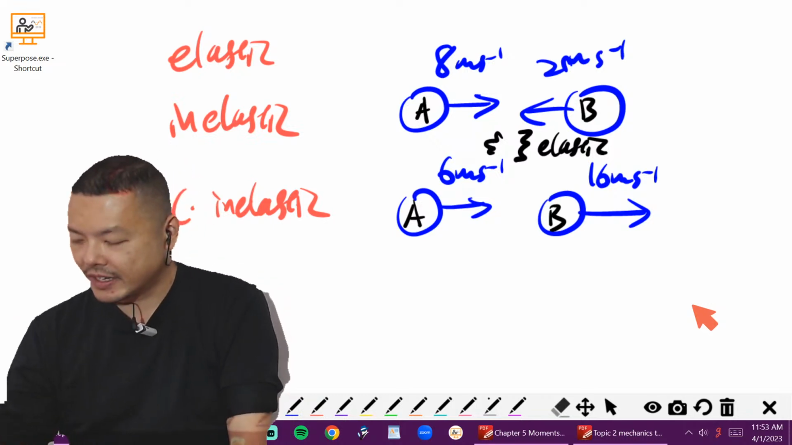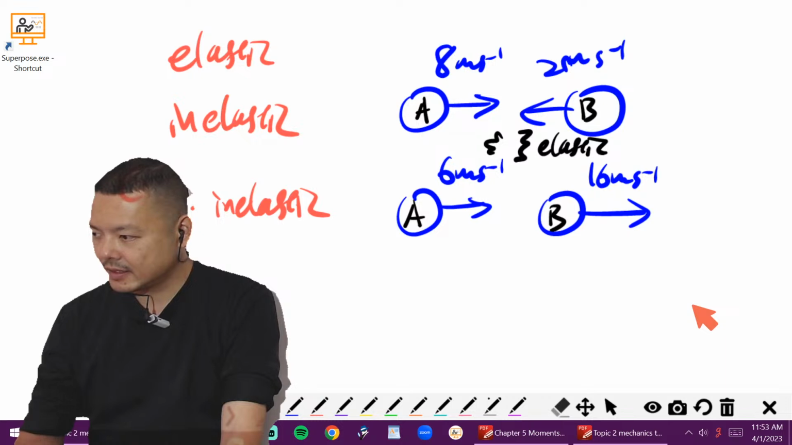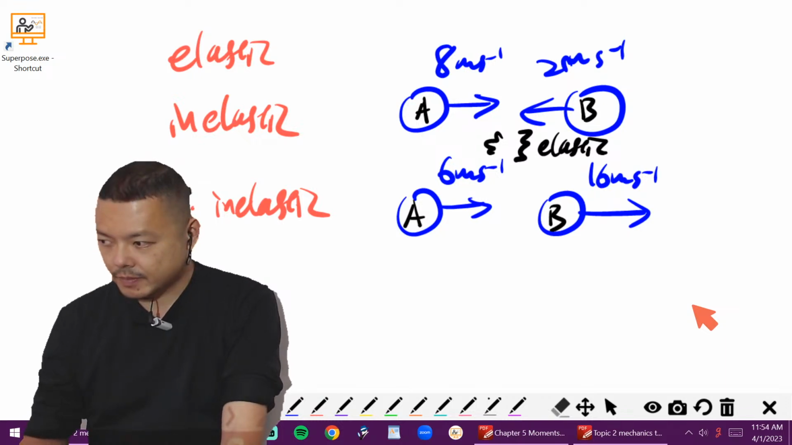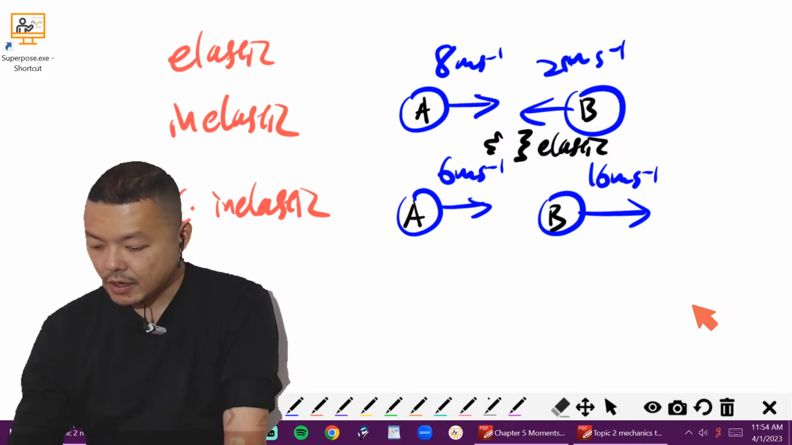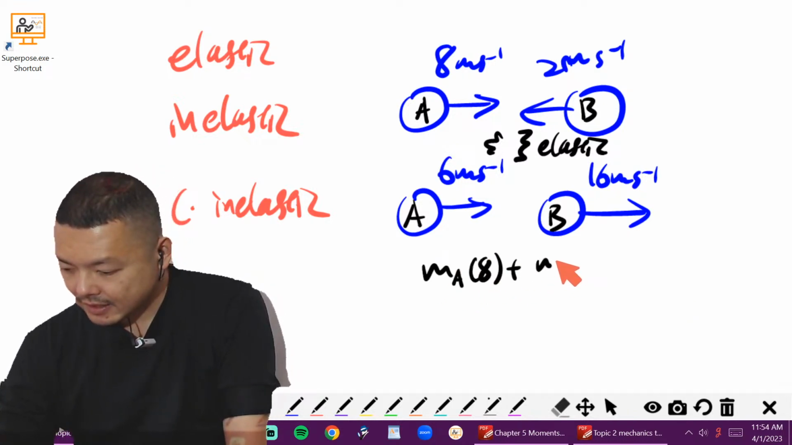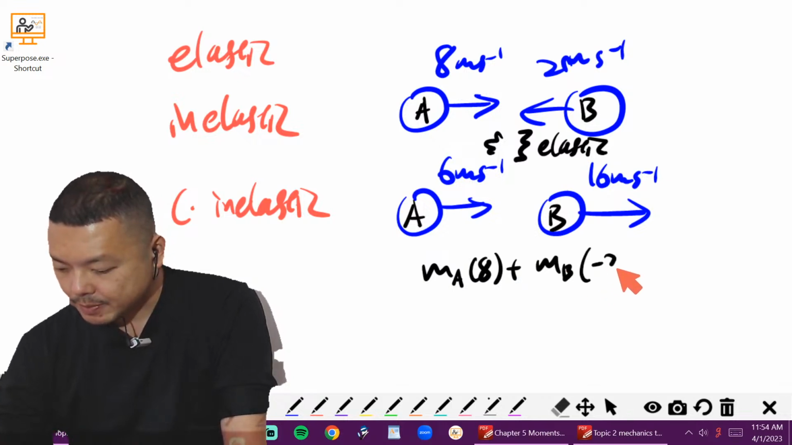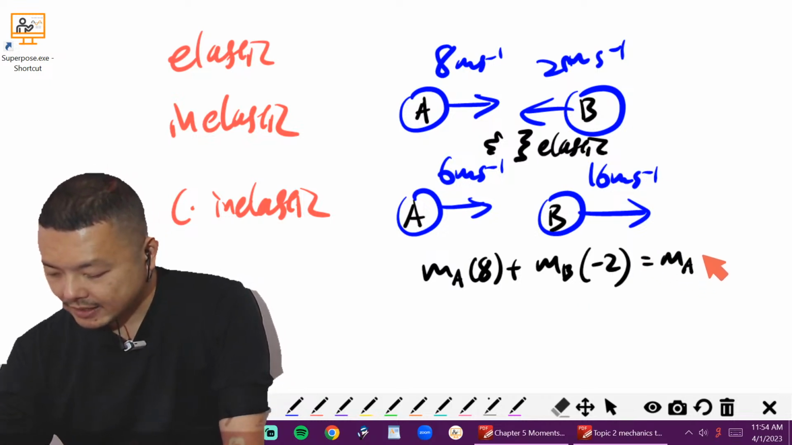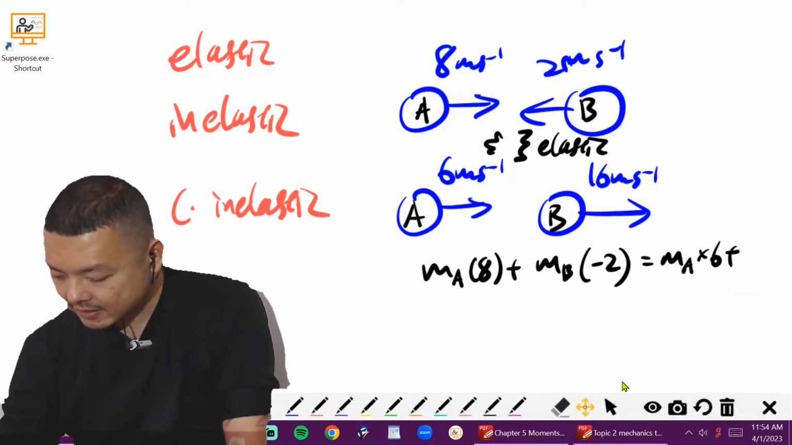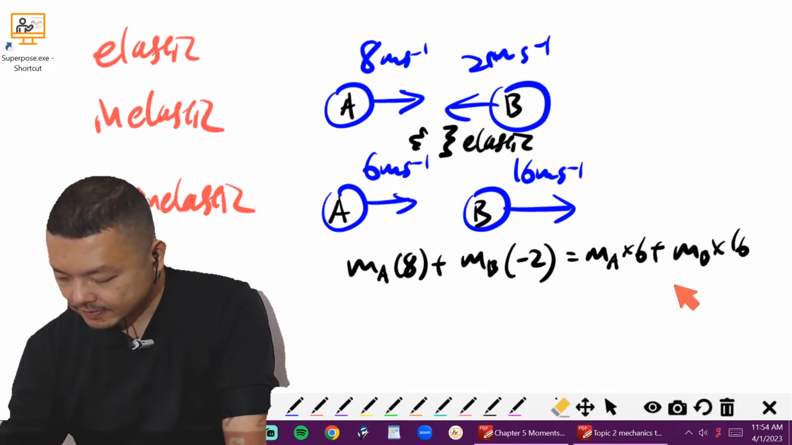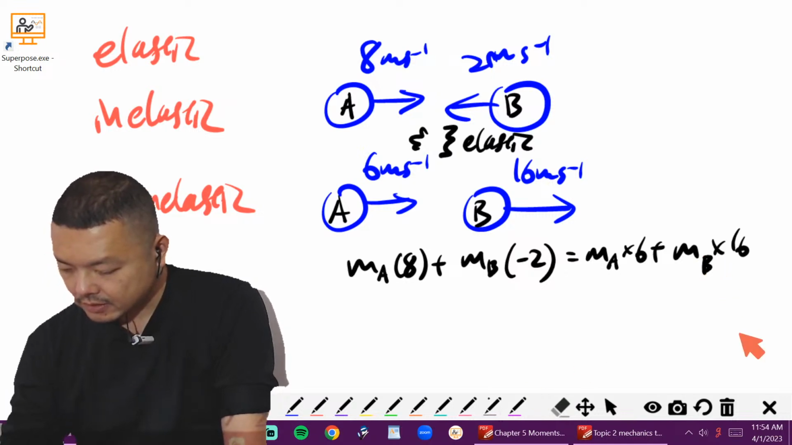Now I ask you to prove it. How do you prove that A is more massive? Find the change in momentum. You can say MA times 8 plus MB times minus 2 equals MA times 6 plus MB times 16. Agree or not? The working?